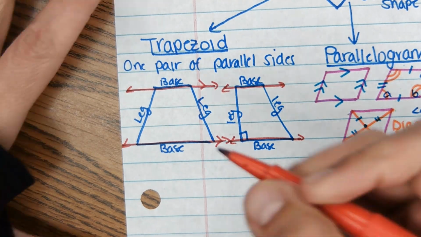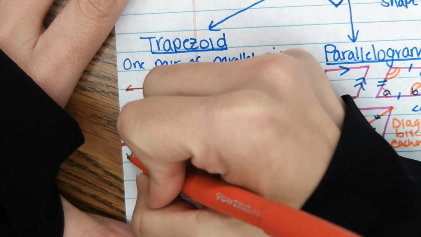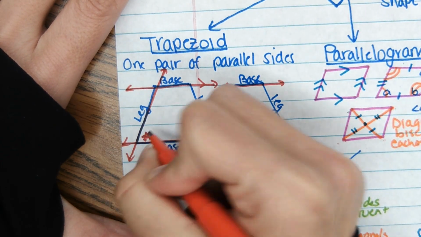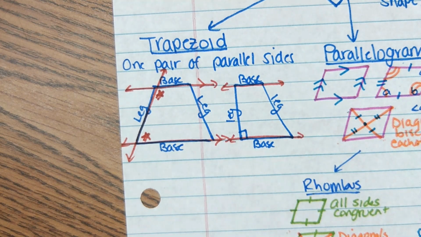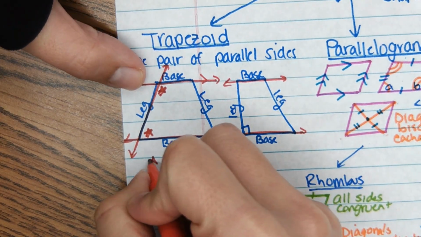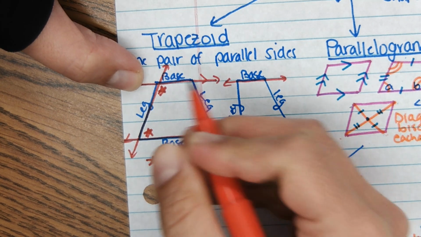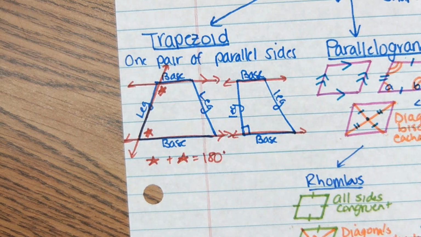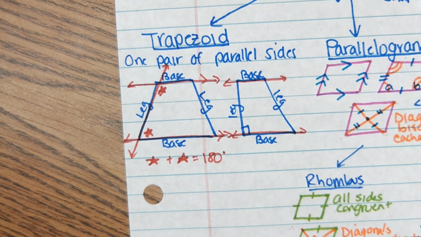And then with those parallel lines, this would be a transversal, and then these two angles, this angle and this angle, would be consecutive interior angles, and those are supplementary. So star plus star equals 180 degrees. So these two angles are supplementary. So if you need to find one of them, you just subtract from 180 and you can find the other angle.